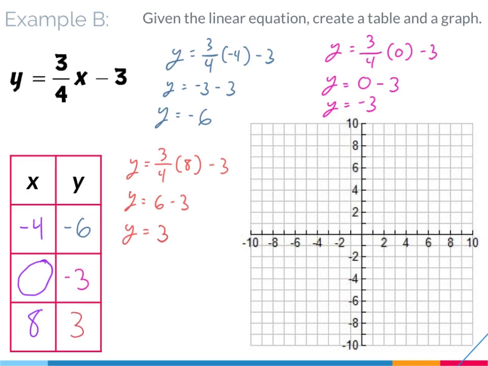Now that I have all my points, I'm going ahead and plot them on my graph so that I can draw a line with some arrows on there. So I've got -4, -6, so I'm going to go ahead and do that one. 0, -3, I'm going to do that one, and then over 8 up to 3 for my final one. And as you can see, my points made a line. All of them were on the graph this time. Now that they're all on there, I'm going to go ahead and draw a line.